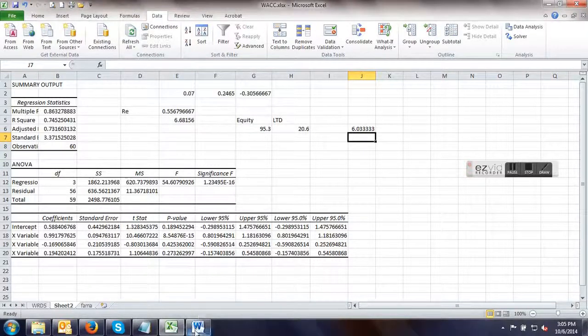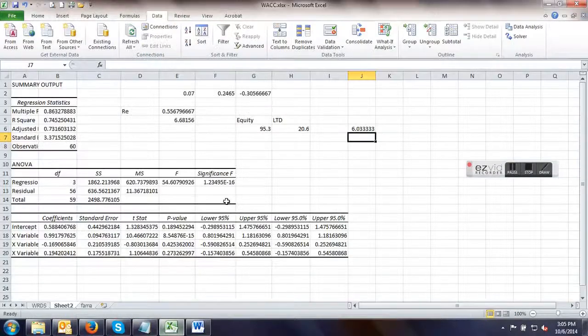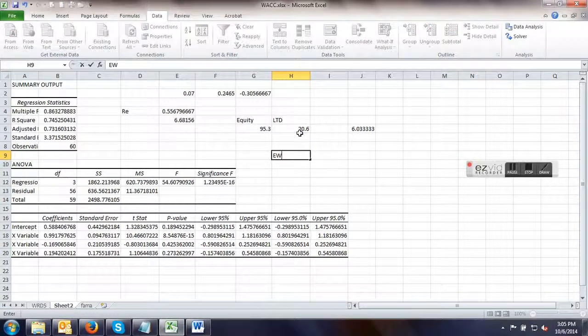Alright, and then to apply the equation, WACC is the value of equity divided by equity plus debt times return on equity plus the value of debt divided by equity plus debt times the required return of debt times 1 minus the tax rate. The tax rate is going to be 0.39, 39%. So we would just go ahead and apply that.